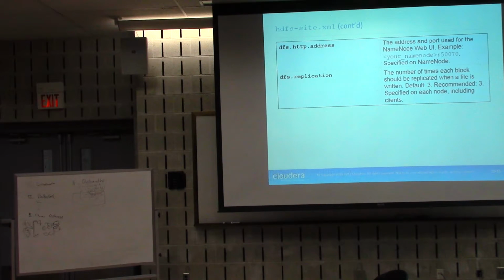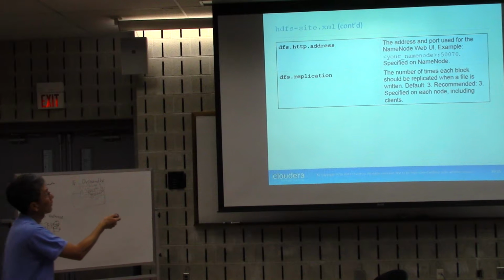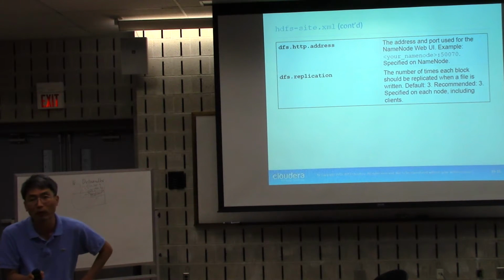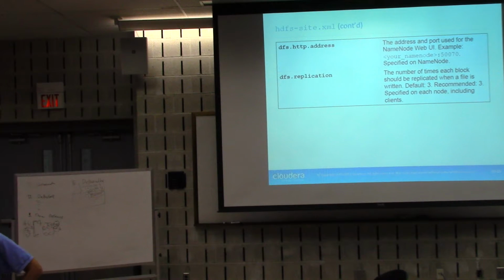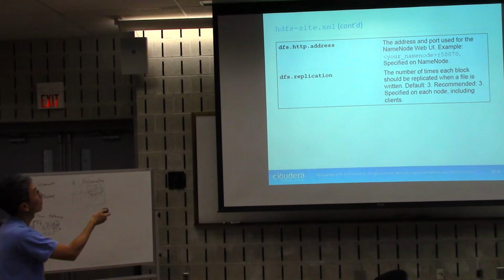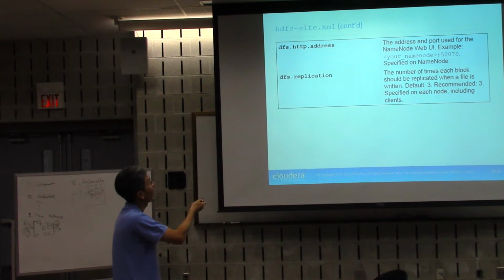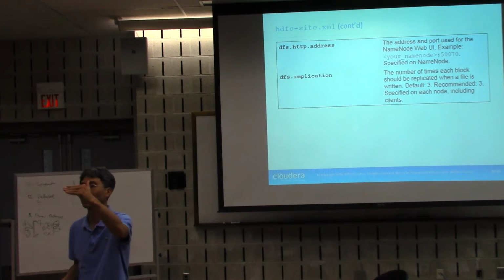Next is dfs.replication. As we have learned, the default is 3 copies. If you believe you need more copies of the data block, you can specify a value like 5, 6, 7, and so on. But at that time you need to think about whether you have enough storage to keep multiple copies of the data. And also this HTTP address will be used for monitoring.